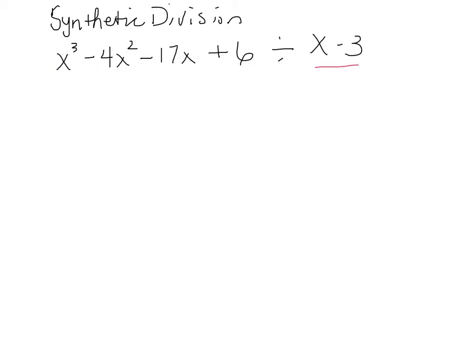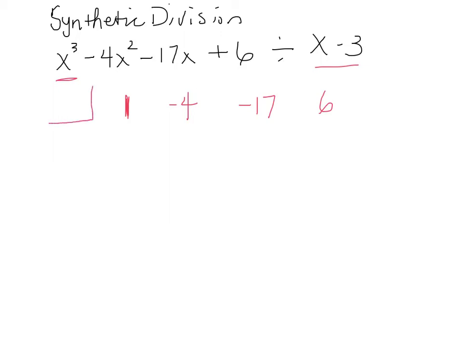The first thing you do with synthetic is that you always write the coefficients. You never write the variables. So I start in order and I watch for missing terms. So I start with x to the third, that has a coefficient of 1, and then negative 4, and then negative 17, and then 6. And I'm noting x to the third, x squared, x, and no x. So there's no missing terms.